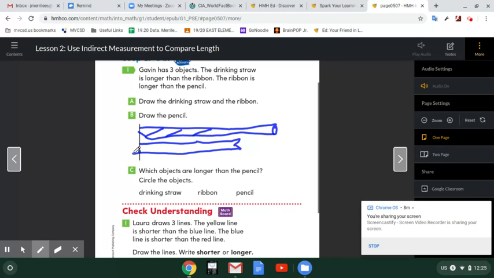And then the ribbon is longer than the pencil. So here's my pencil at the bottom. Here's my eraser. Here's my pencil. Okay, so I used all of those clues to draw my straw, my ribbon, my pencil. Which objects are longer than the pencil? Well, the ribbon's longer than the pencil, and so is the drinking straw.